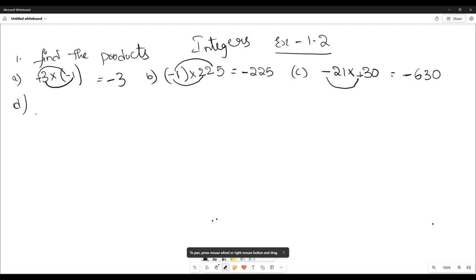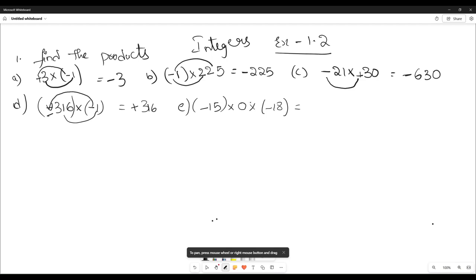And the fourth sum. Fourth sum is minus 316 into minus 1. Here which signs are there? Both are negative. When negative and negative are multiplied, we get positive. 316 into 1 is 316, the same number. Next, fifth one. Minus 15 into 0 into minus 18. I told you in properties, when you multiply any number with 0, we always get 0.